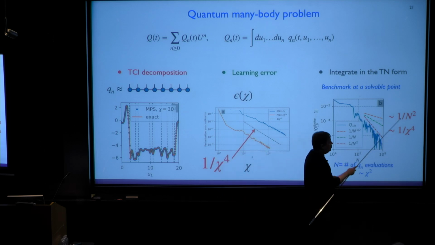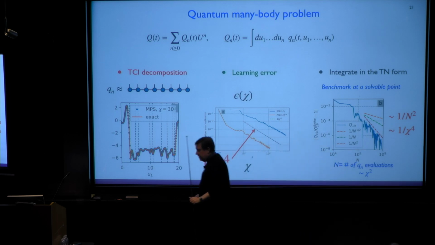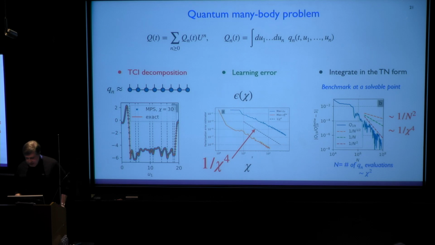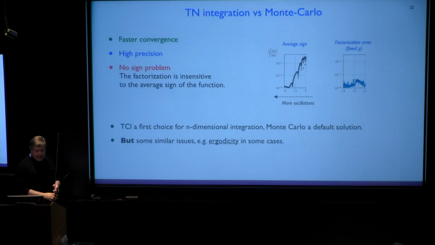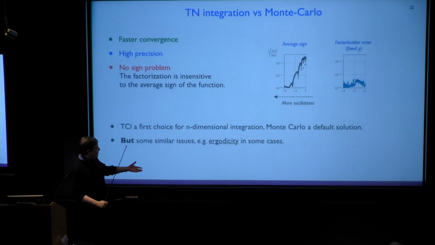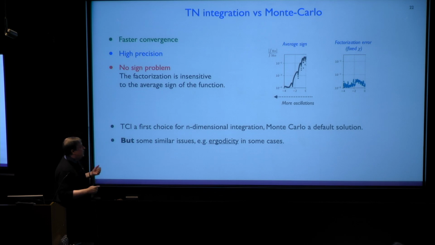This is to be compared with Monte Carlo that you would like to do in large dimension. That would go like 1 over square root of n with Monte Carlo. And of course, Monte Carlo would be in great trouble in the oscillating case. So these techniques look simple and naive. You just decompose and integrate. But in fact, it works. And I would say that for many n-dimensional integrations nowadays, this is a first choice technique to try. Monte Carlo is the default solution when the function cannot be factorized, because it's faster, it gets to higher precision, and it has no sign problem.